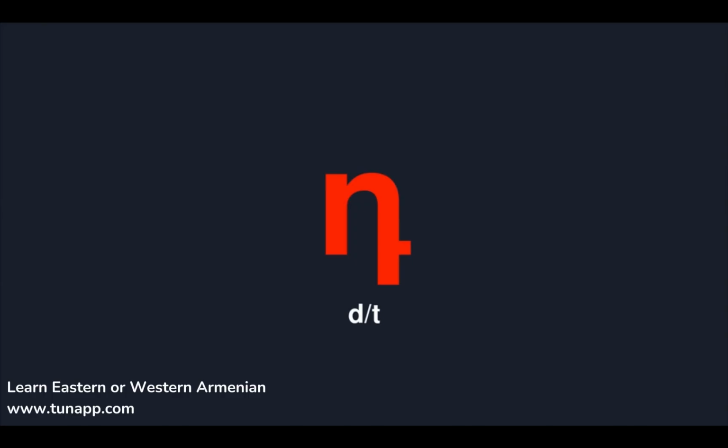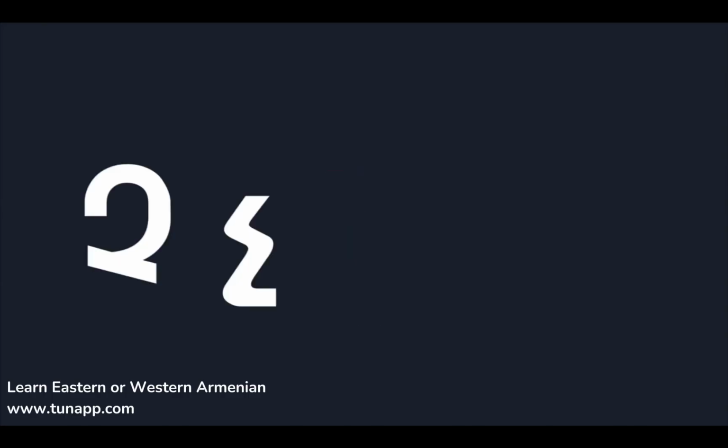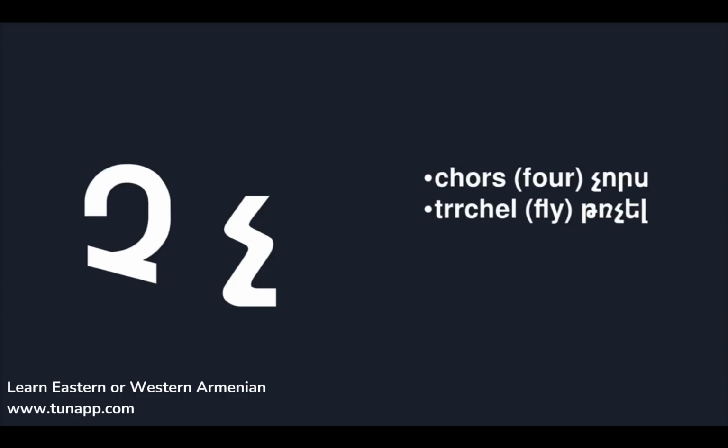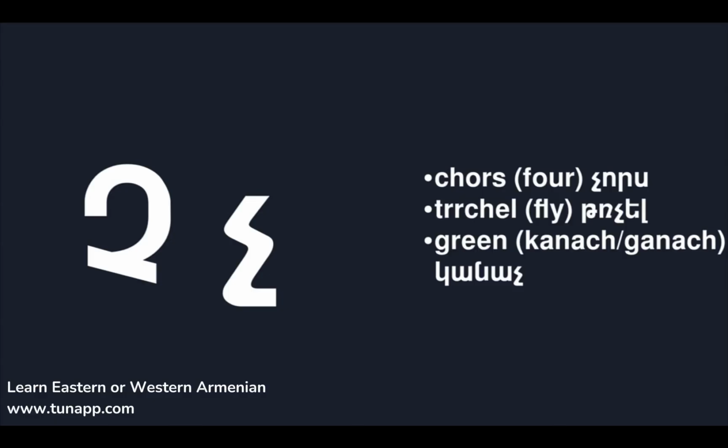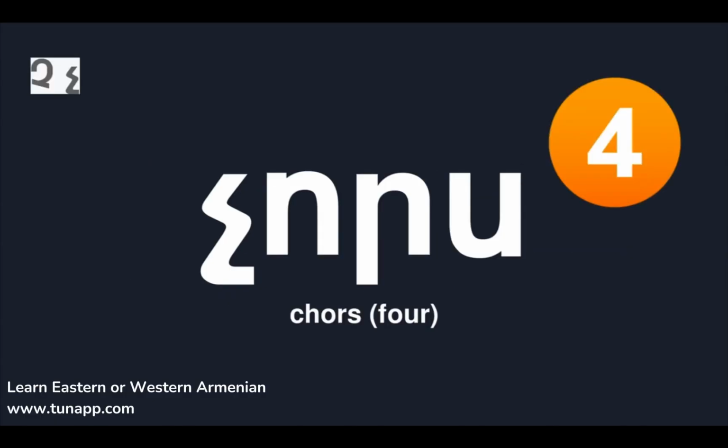Okay, if you're ready, let's try the next one. Ch. Ch is for chores, meaning four. It's also in the word turchel, meaning fly, and kanach or ganach, meaning green. Let's take a closer look.